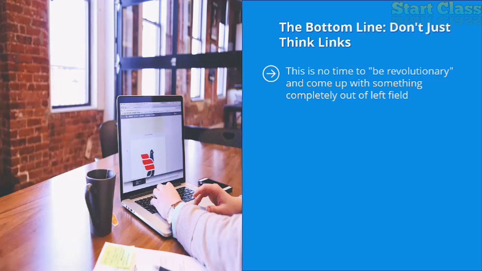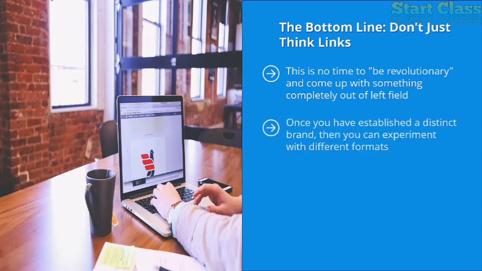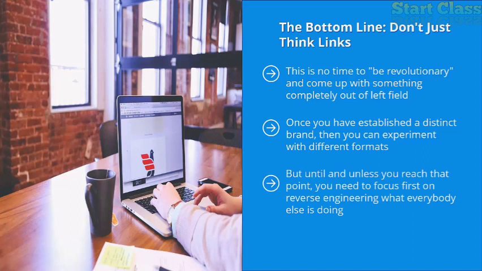There's a reason why your competitors are not doing this. At this point in the game, you should focus on what everybody else is doing and reverse engineer their formats. Once you have established a distinct brand, then you can experiment with different formats, different ways of doing things, and possibly coming up with something that is distinct to your brand. But until and unless you reach that point, you need to focus first on reverse engineering what everybody else is doing. In other words, let them do your homework.